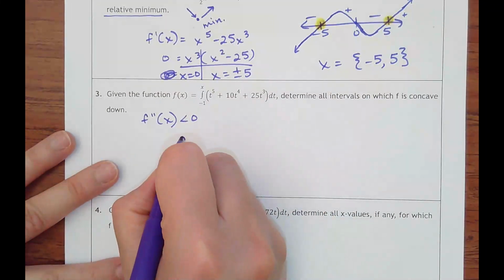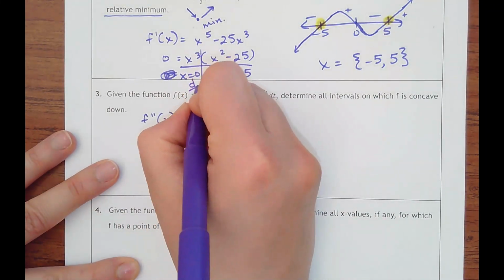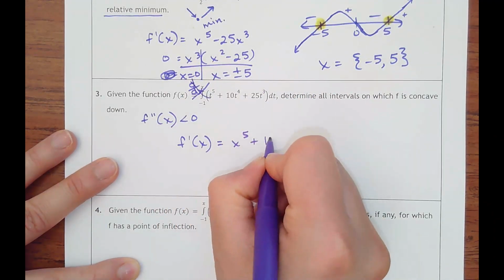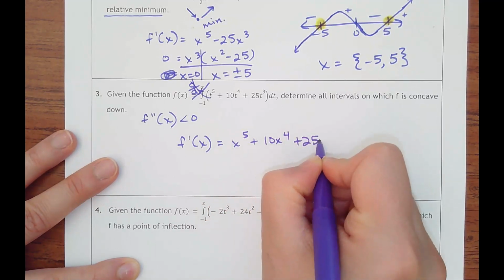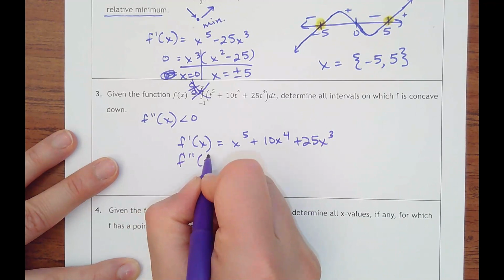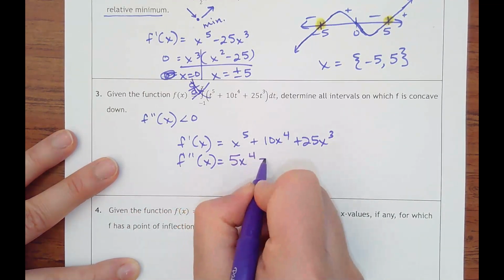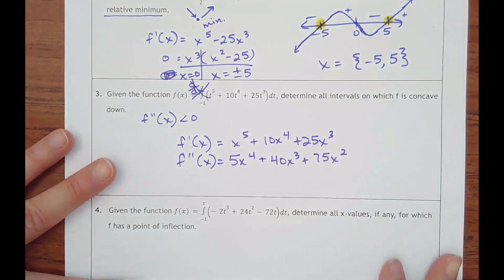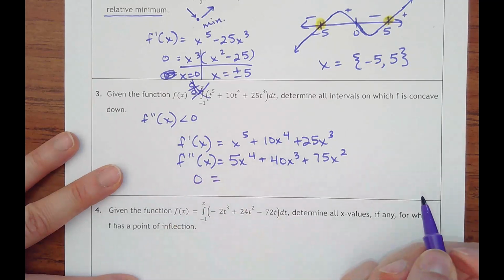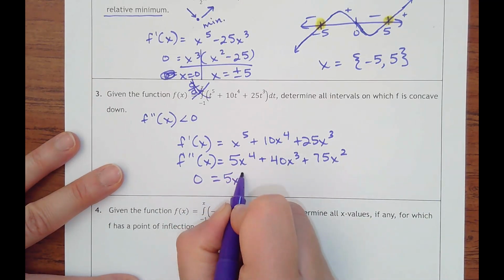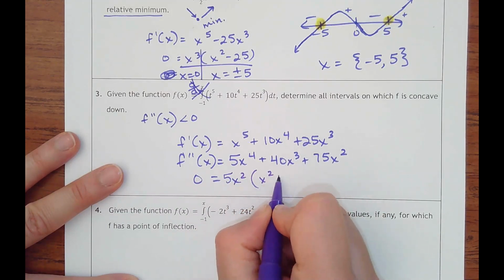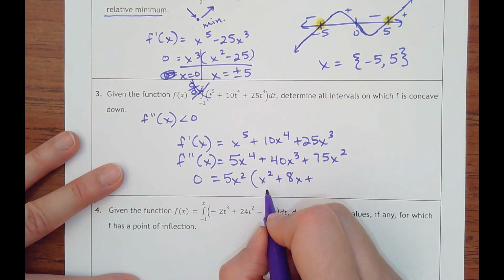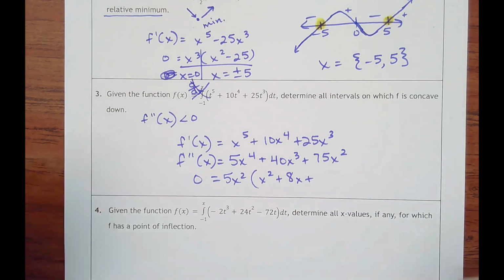So if I take f prime of x and I derive this side, that cancels. So that's x to the 5th plus 10x to the 4th plus 25x cubed. Then I want to derive again. Power rule says 5x to the 4th plus 40x cubed plus 75x squared. Okay, set that equal to 0, and we're just going to do the same thing we've been doing. Take out a 5x squared, so it'll be times x squared plus 8x plus, I think about that, is that 15?